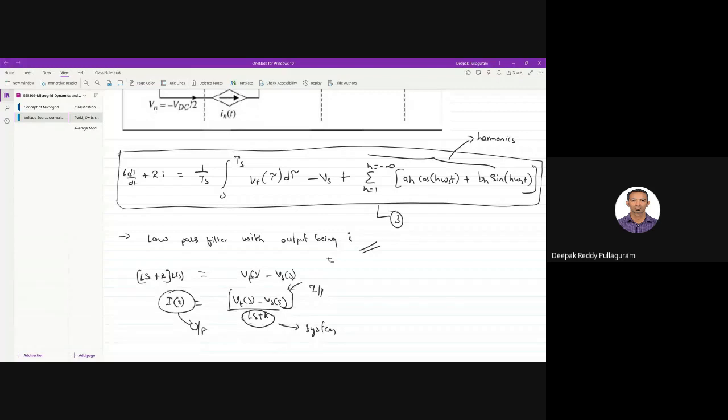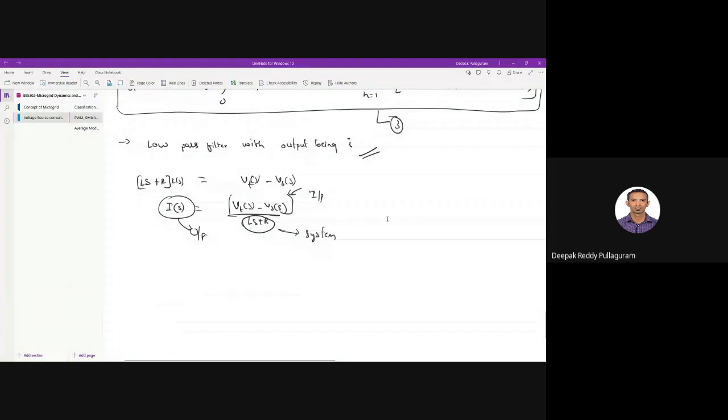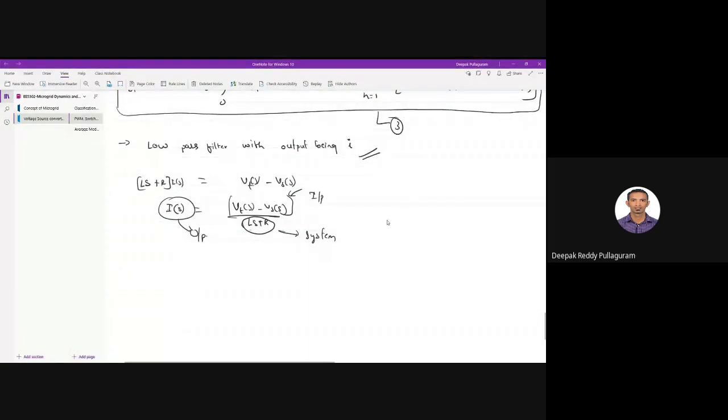Now these harmonics will get averaged out because we are talking about the filtering process. This Ls plus R system itself is a filter. So these harmonics will get filtered out, mostly the high frequency components. What frequency components get filtered out?